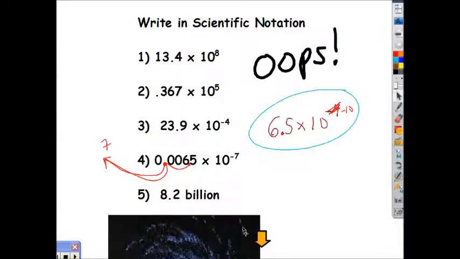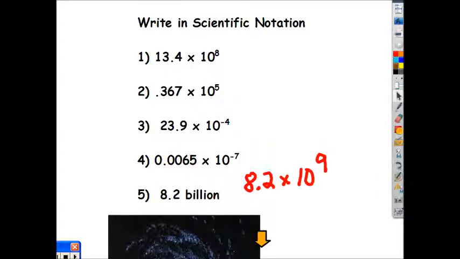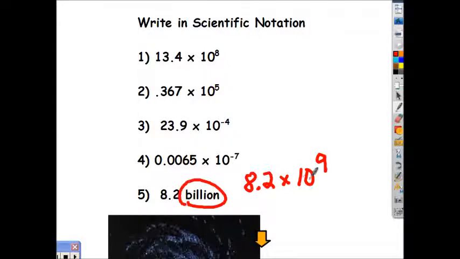Okay, here we go. Press pause and come back. So it's 8.2 times 10 to the 9th. This should be pretty easy. We've talked about this before. Billion is actually 10 to the 9th. So 8.2 billion is 8.2 times 10 to the 9th.